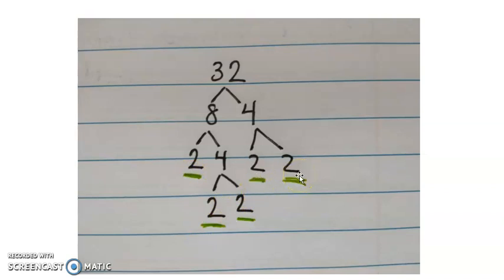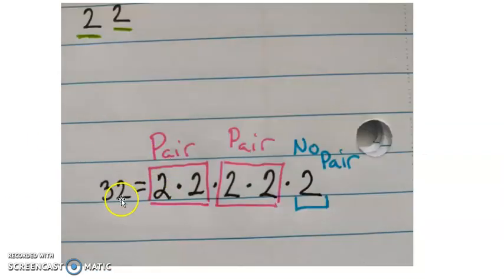So I'm going to write out my factored form for 32. 32 is 2 times 2 times 2 times 2 times 2. And again, I'm going to look for pairs. So 2 times 2 is a pair, and I have another 2 times 2 as a pair. But this last 2 did not have something to pair up with. And they only can pair up with things that are the same number. So in our previous example, remember we had a 3 and a 7. I couldn't pair them up because they're different.